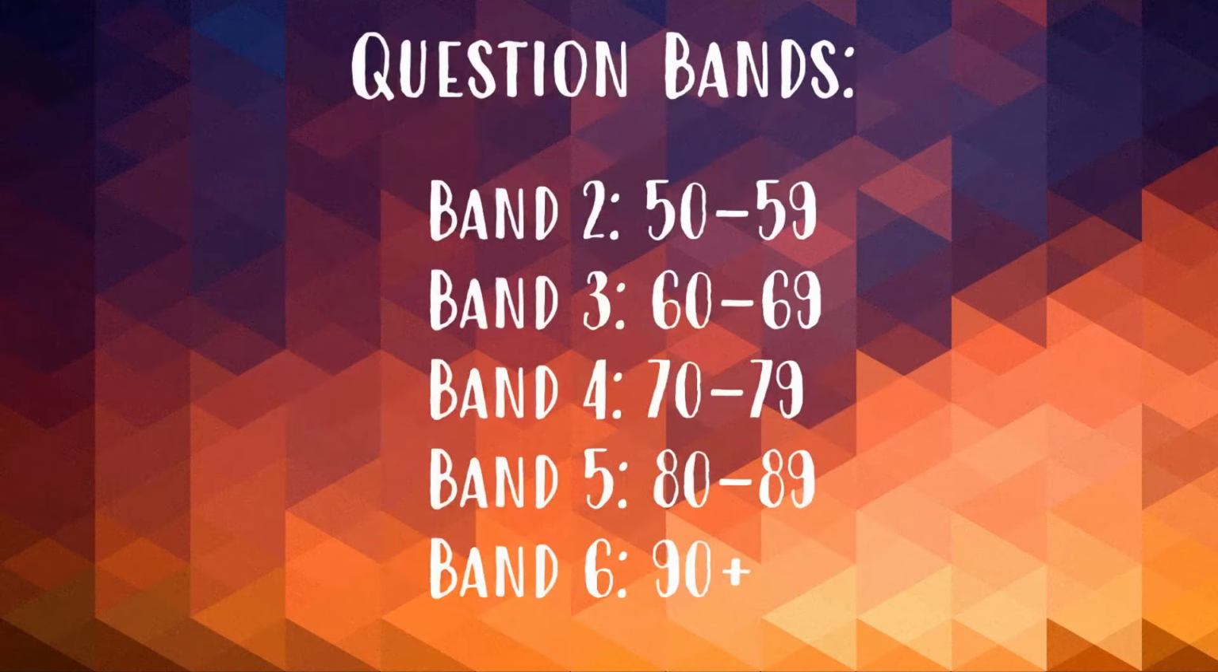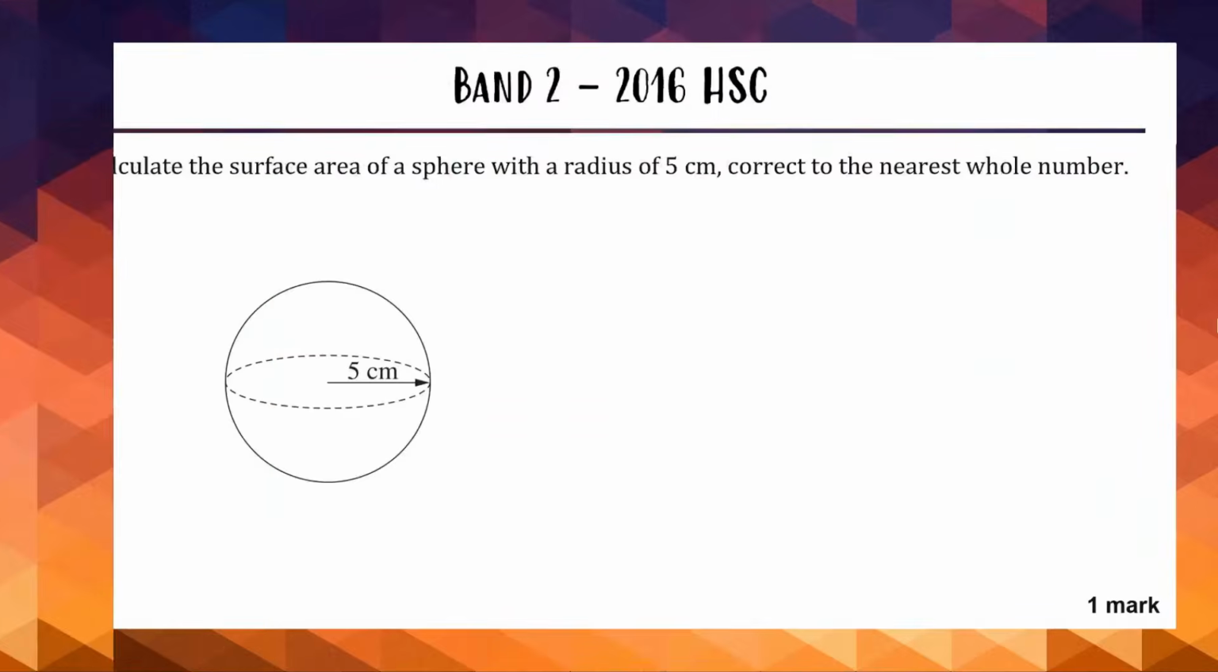Just to clarify before we begin, when I'm talking about bands, here is a reminder of the HSC bands for Standard Maths. For example, we're about to look at a band 2 question. This means that students who got this question correct typically scored 50 or above. It doesn't mean they only got the 50s, it means they typically got above 50. When we eventually get to the band 5 question, students who got it correct were typically getting marks in the 80s or above. All right, so let's start off with the band 2.